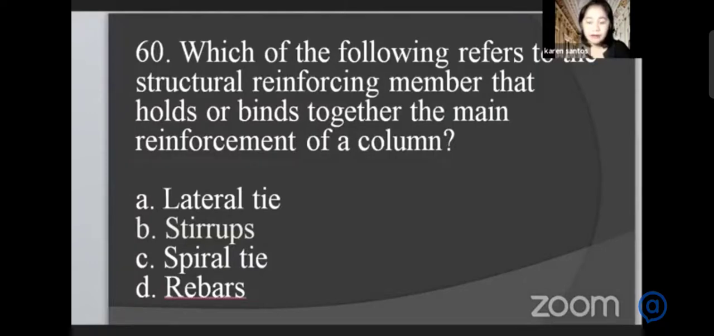Okay, for our number 60 question, which of the following refers to the structural reinforcing member that holds or binds together the main reinforcement of a column? A. Lateral tie. B. Stirrups. C. Spiral tie. D. Rebars.